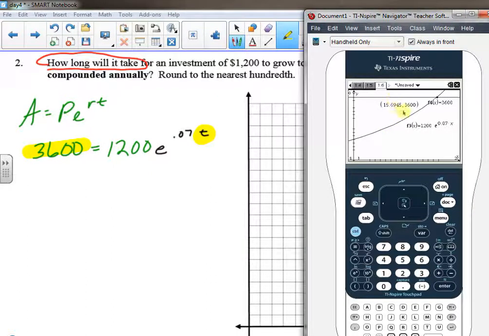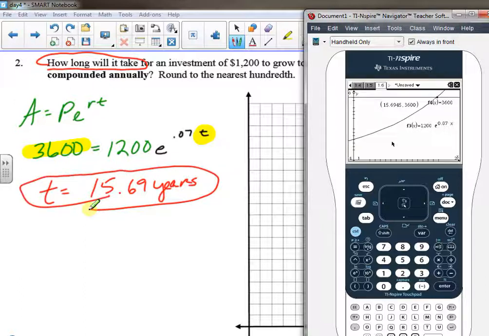And so now what I'm seeing here is 15.6945, comma 3600. Well, I knew it was going to be 3600 because that's what I was asking for, but now it gave me the x value. Well, remember the x-axis and the t-axis are the same thing. It's time. So the answer to this problem, and I'm going to have to demonstrate all this on paper, the answer is, to the nearest hundredth, time is going to be equal to 15.69 years. So I know my answer from the graph, and really that's the only way I was able to get my answer, is by finding that intersection point on the graph.